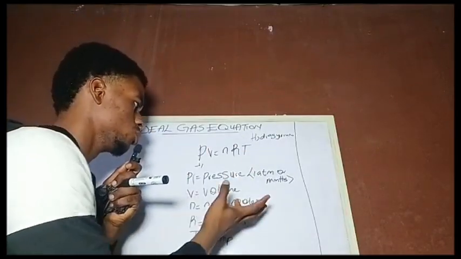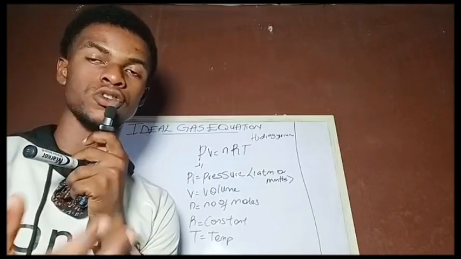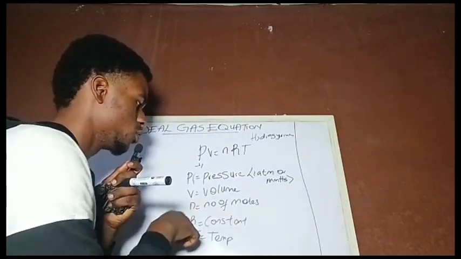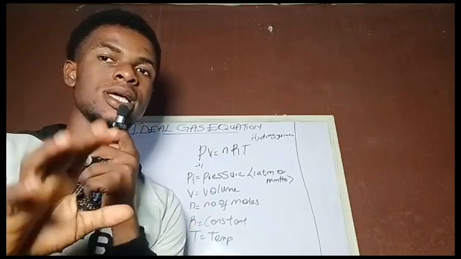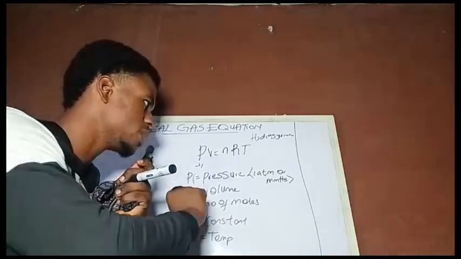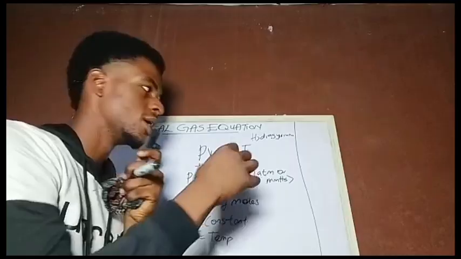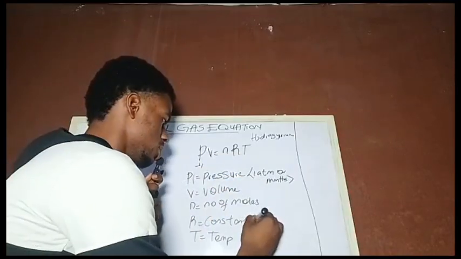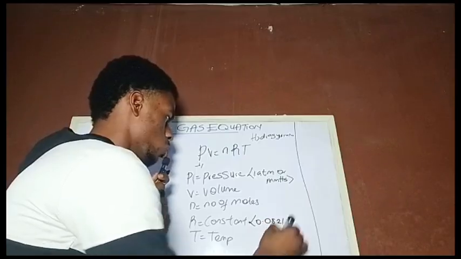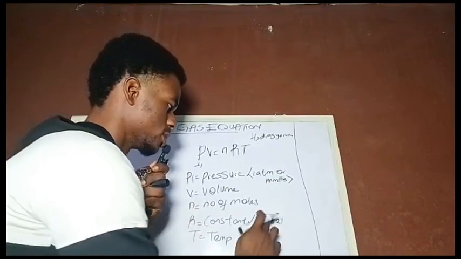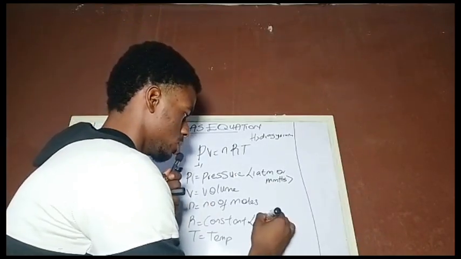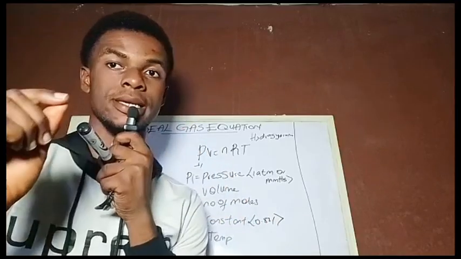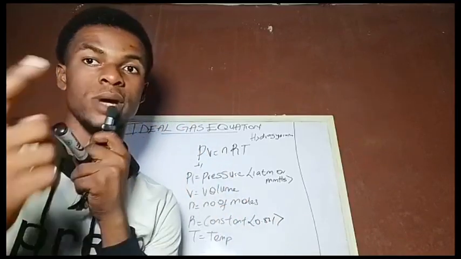The next one is your volume. You can write your volume in centimeter cube or in dm cube. The next one is the number of moles. You have your R, which is the constant. Now this R is based on the pressure. If your pressure is given to you in atm, your R will be 0.0821. So 0.821, sorry, not 0.0821. If it's given to you in terms of atm, you use 0.821.